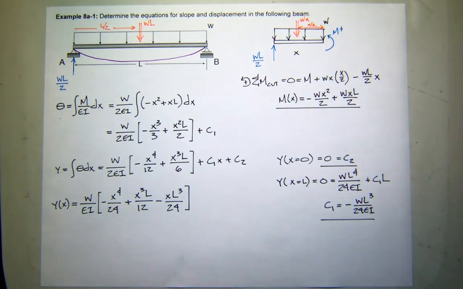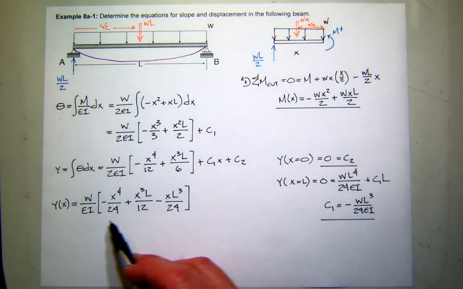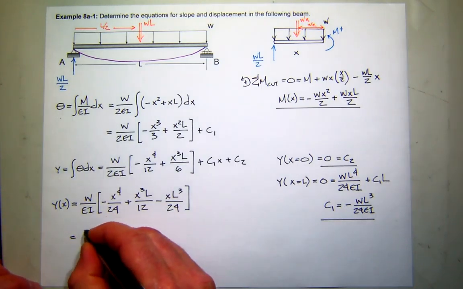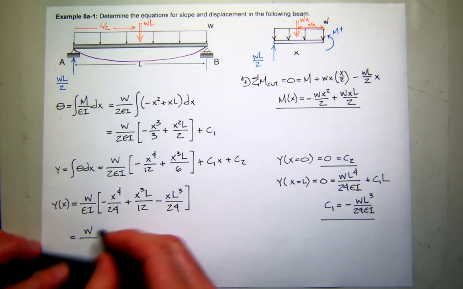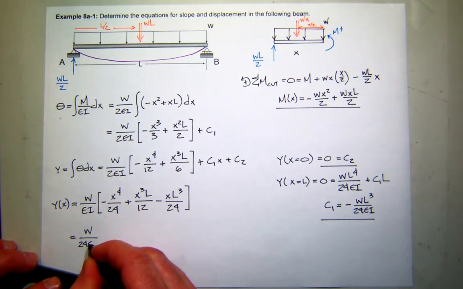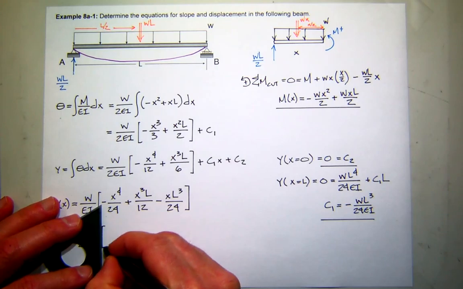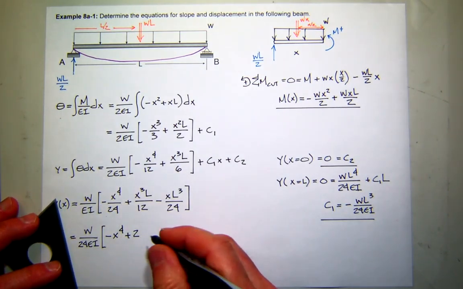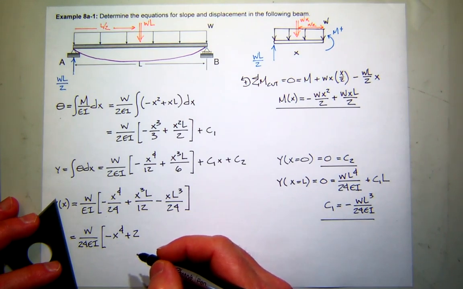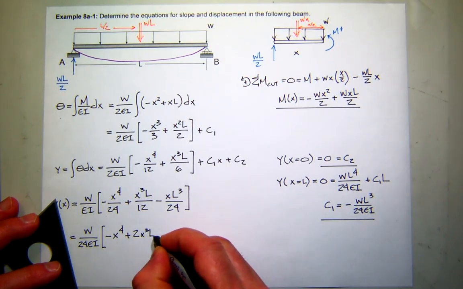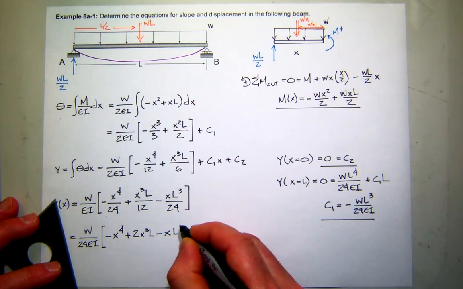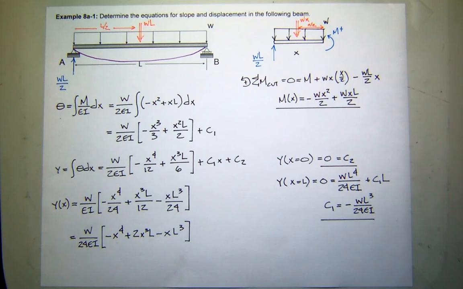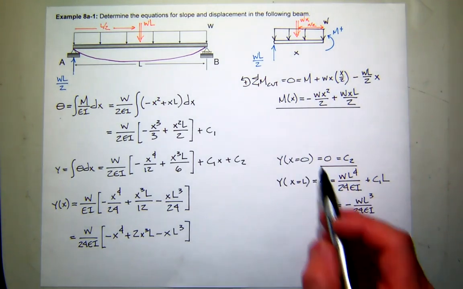But now that it's all packaged back together, you can see I can do some work with my denominators. It's not uncommon to see people pull that 24 out, and that would leave you minus x to the fourth plus 2x cubed L minus x L cubed. Now the first thing I should do is check it. Does it match these two conditions? Did I do my algebra right?